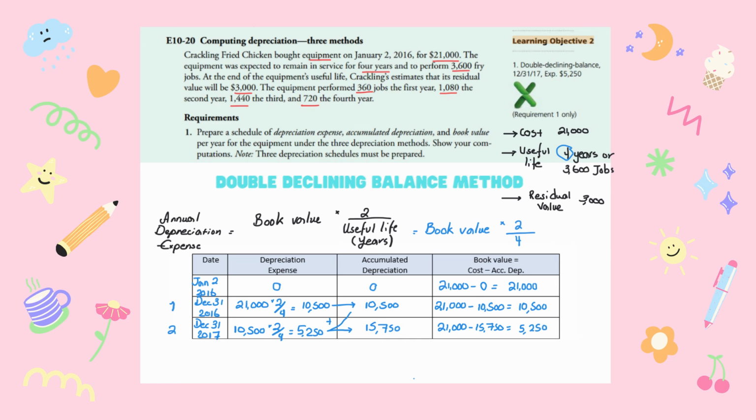Okay. Now if you continue until the fourth year, you will not get the residual value, which is 3,000. Because here in your equation, you did not consider the residual value. You ignored the residual value. So now, as you can see, the method is called double declining balance method. Declining means decreasing. So as you can see, it's decreasing over time. 10,500, then 5,250. So it's going down.